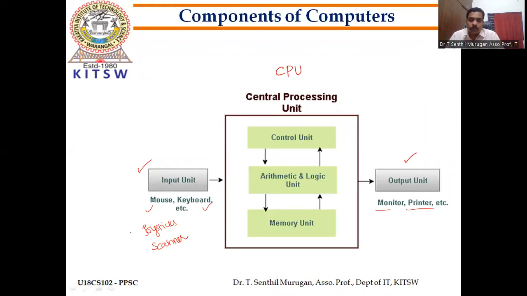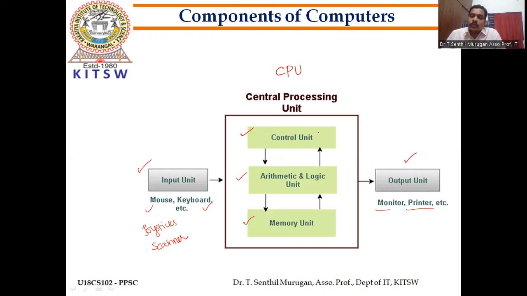Clear? So now we will discuss the central processing unit. What is the central processing unit? The entire computer. Computer means it will perform computing operations, computation, mathematical calculations, logical combinations, and arithmetical calculations. Every calculation will be done in the central processing unit. So what components are there in the central processing unit? Control unit, arithmetic and logic unit, and memory unit.